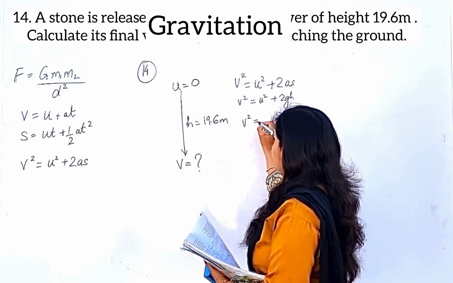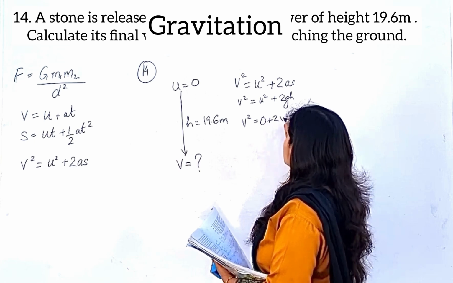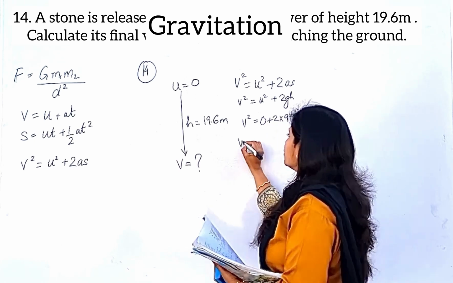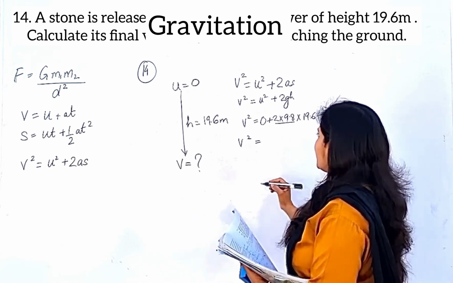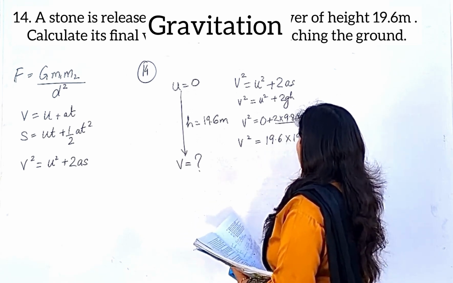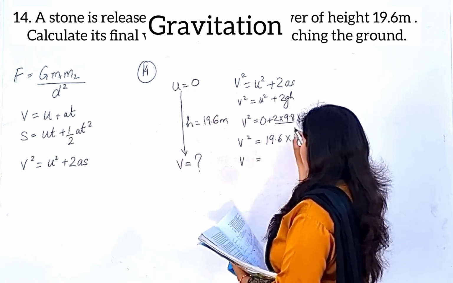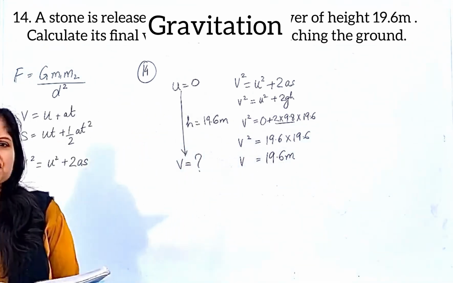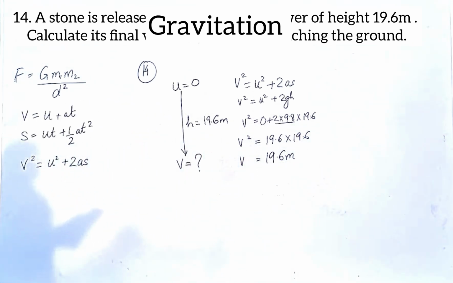V square you have to calculate, u square is 0, plus 2 into 9.8 into height, which is 19.6. So v square becomes 2 into 9.8, which is 19.6, and 19.6 from the question as well. So v is equal to the square root of this, that will become 19.6 meters per second. It seems as if the calculations are difficult, but they are very, very easy. So I hope you have taken a screenshot.